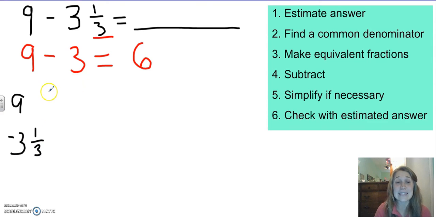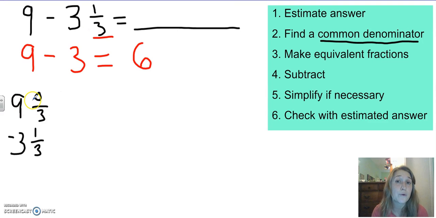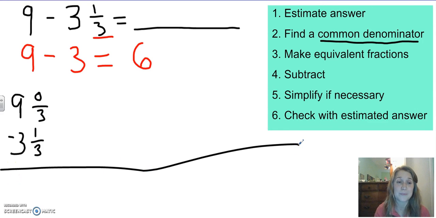Now, I can't take nothing away from 1/3, right? So how many extra pieces do I have if I have 9 wholes? I don't have any extra pieces, so we can put a 0 there. Well, how many pieces make a whole? 3, because we want to have that common denominator. So we might as well make the denominator what we already have. So we could read this as 9 wholes, or you could read it as 9 wholes and 0/3. It's the same value. We're just writing it a little bit differently so that we can solve the problem.